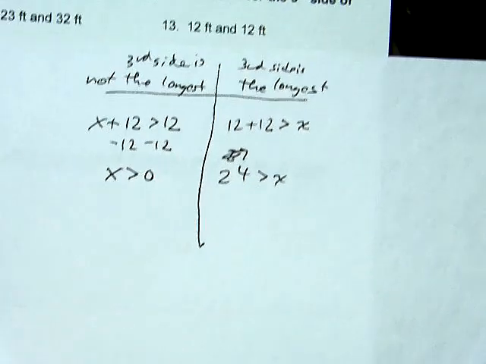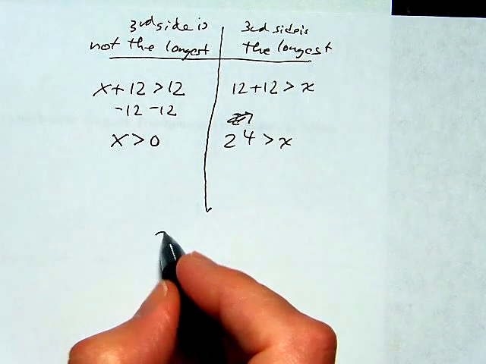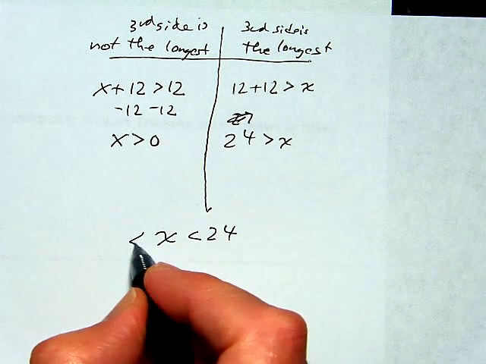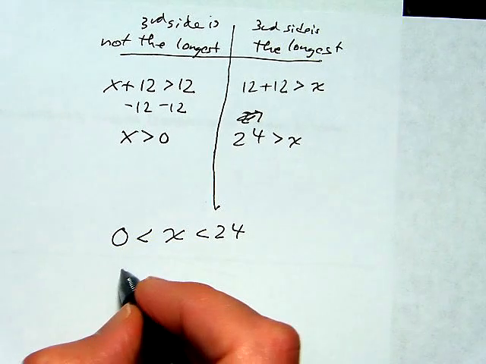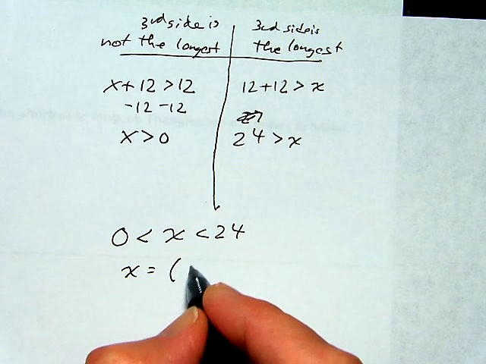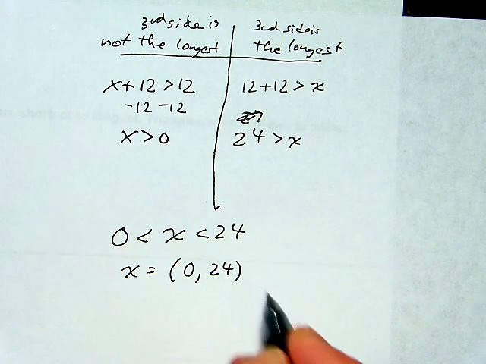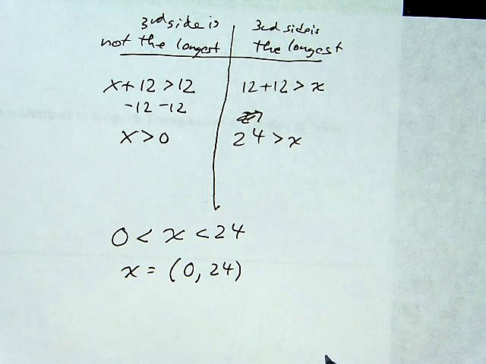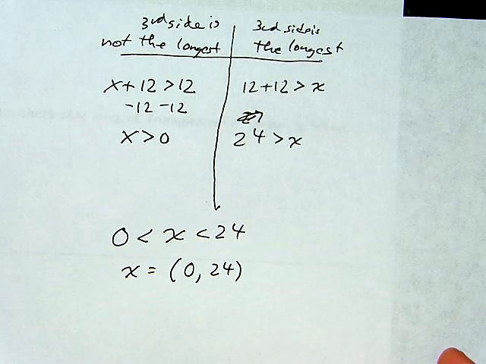So to write that as a compound inequality, we would write x has got to be less than 24, but has got to be greater than 0. Or we could say, in other words, with interval notation, x is between 0 and 24, but can't be either 0 or 24. And that is the solution to this type of problem.